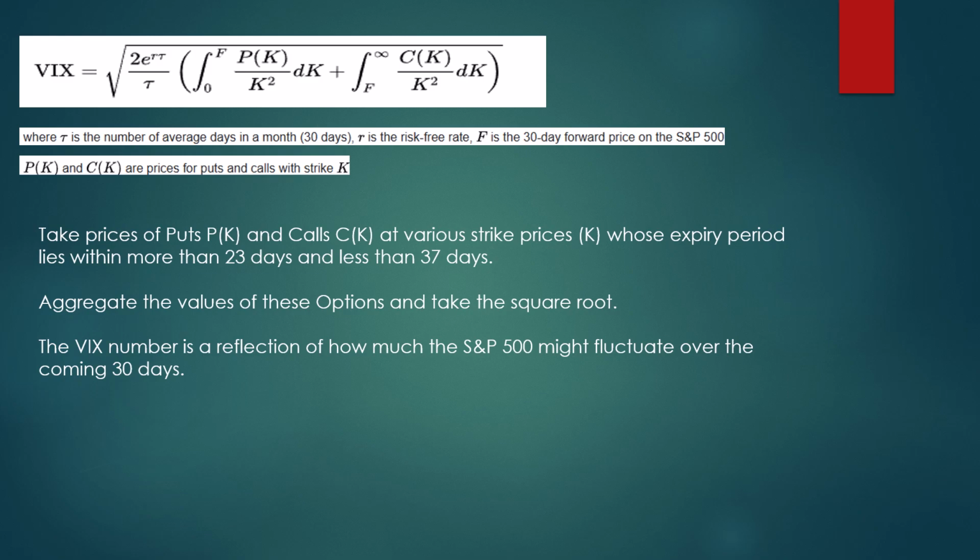You're going to follow the integration methodology within the formula, and you're going to end up aggregating the values of all of these option prices. You're going to take the square root of the whole thing. What you're going to end up with is basically a number. The number is going to be a reflection of how much the S&P 500 is expected to fluctuate over the coming 30 days. That's it. That's all. Now, you can actually trade the VIX, and you can do that by way of ETFs that track it. I believe there are also futures and options contracts on the VIX.